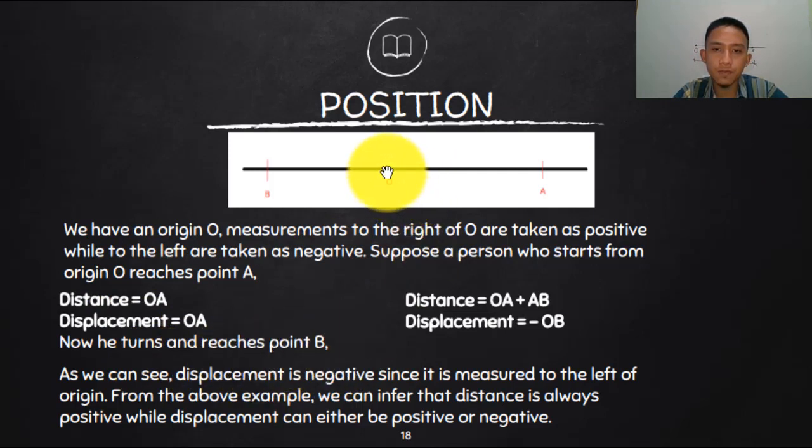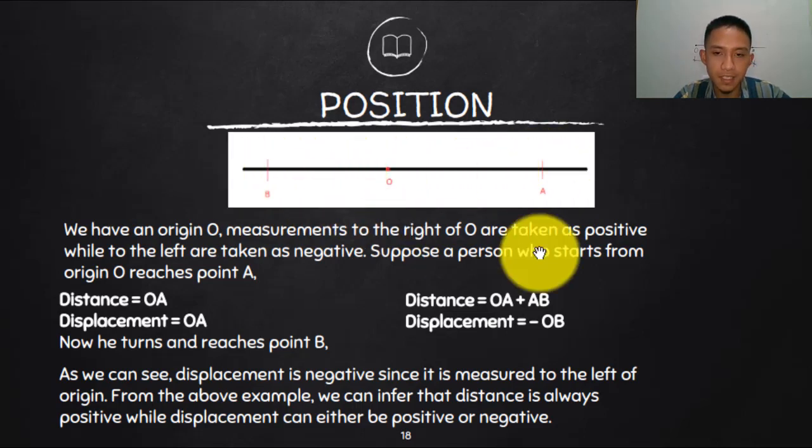But let's say now he turns and reaches point B. So the person travels from point O to A, and suddenly goes back to point B. So what is the distance? This is now where distance and displacement will be different. Distance is again the total length of the journey. That is the line OA plus the line AB. You will add all of that, all the length traveled by the person.